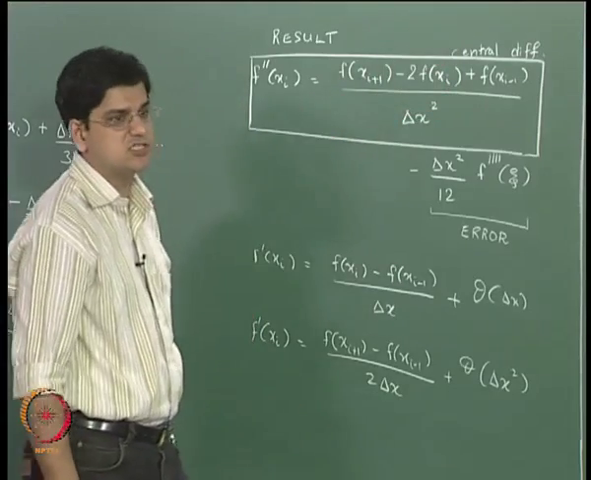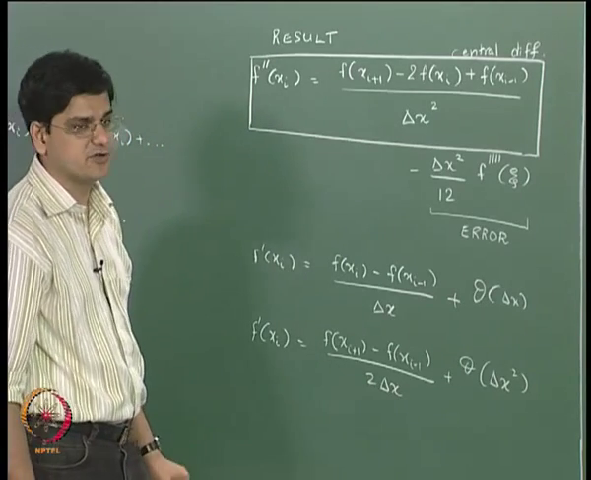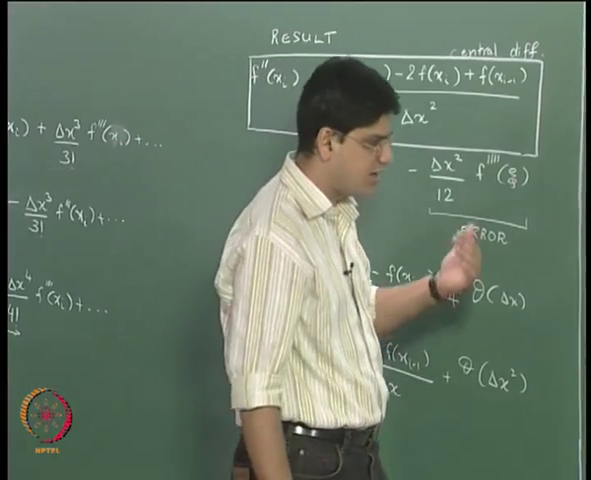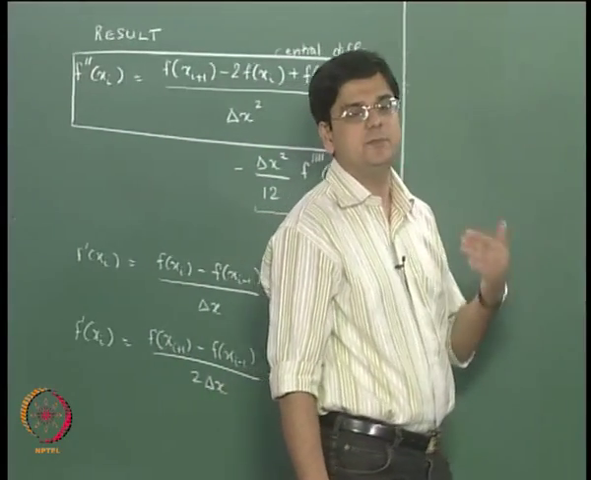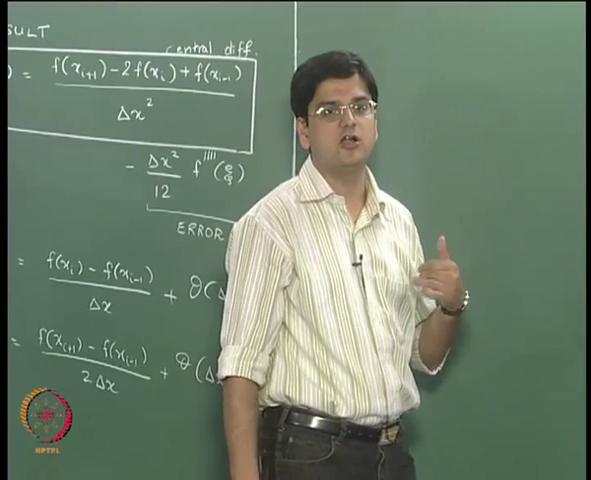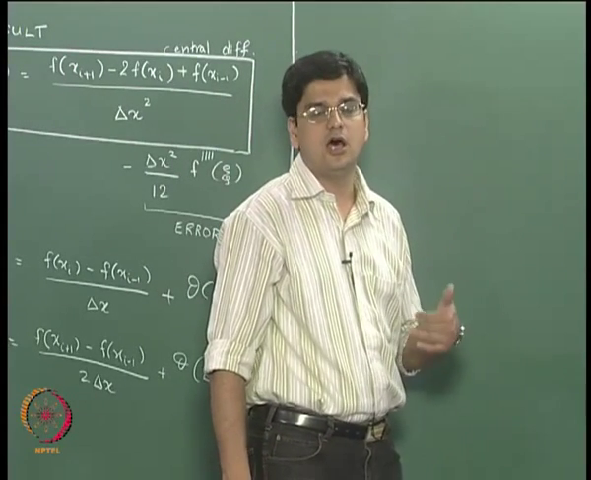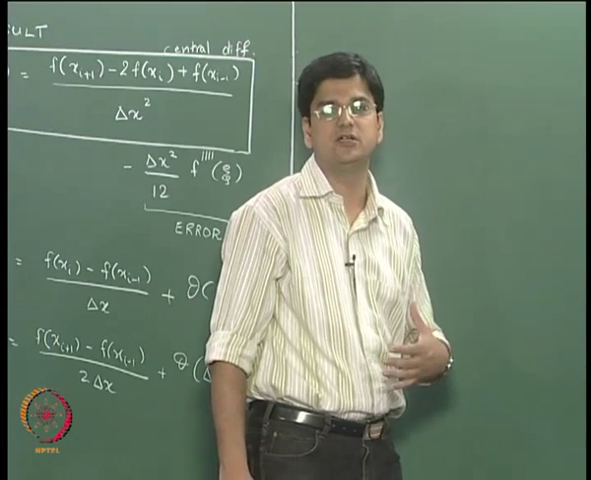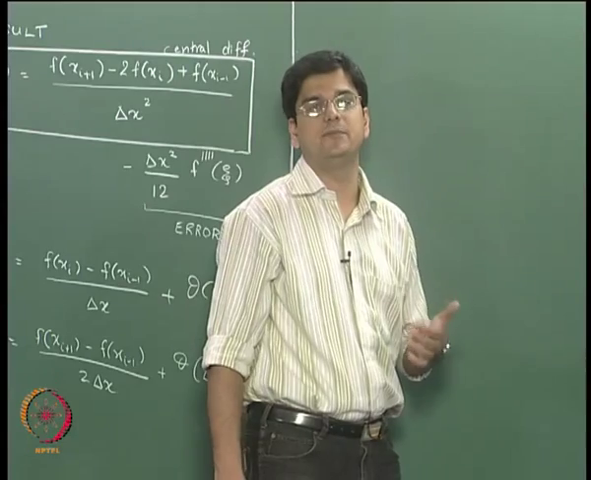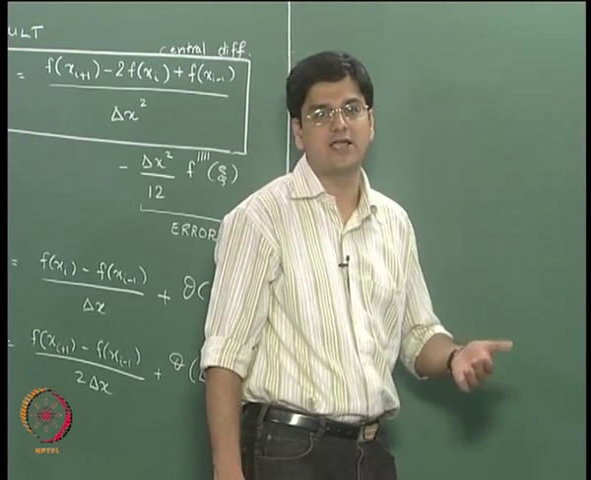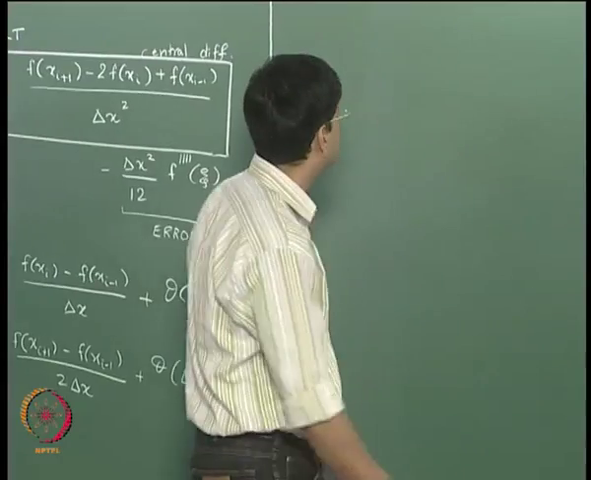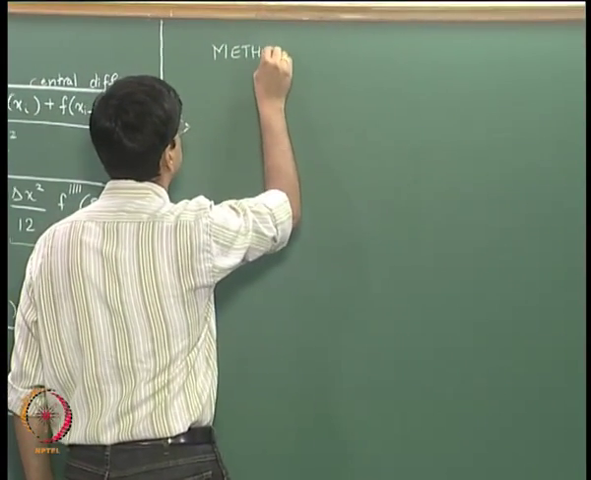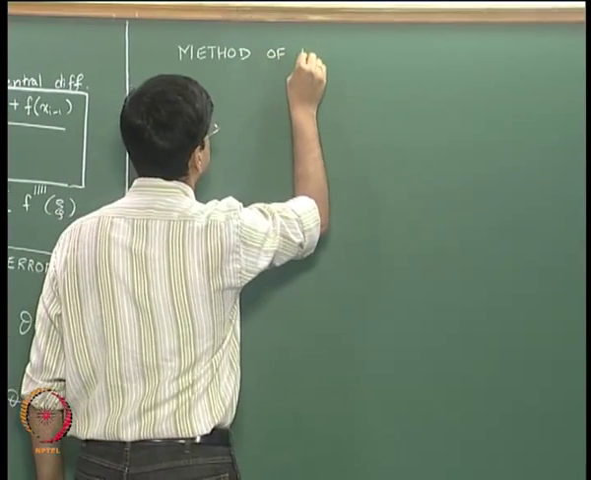So these are the derivations based on the Taylor series expansion. What I will do next is one more derivation of the same formula. The purpose of doing this derivation is to introduce a new method called the method of undetermined coefficients. We will use this method because it is more general and you can apply it to get higher order, more accurate formulae, and so on.